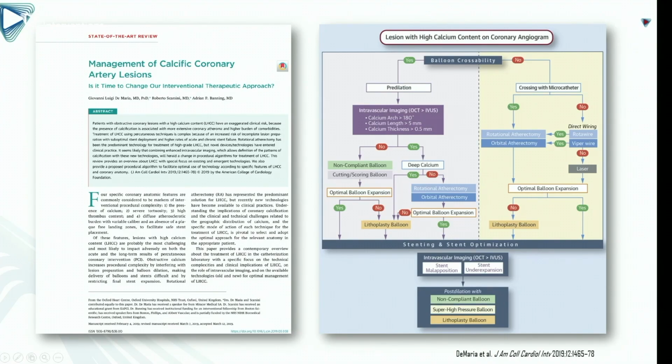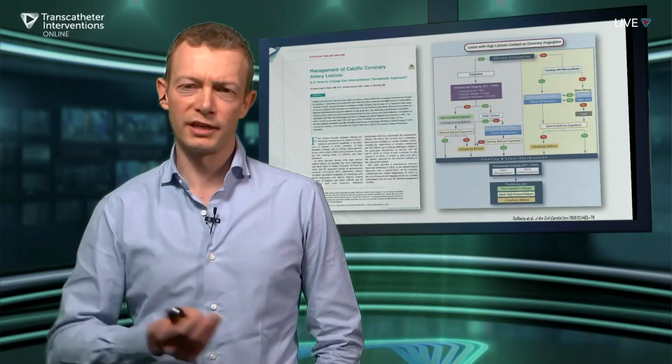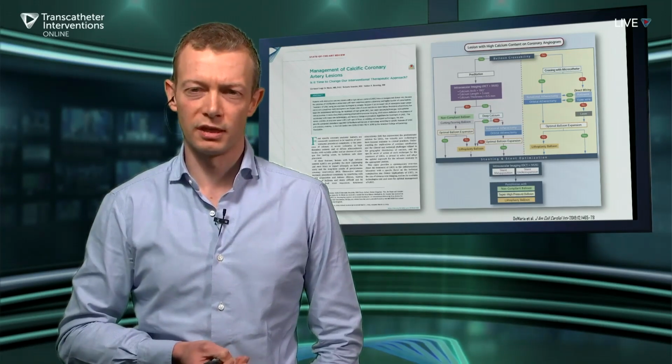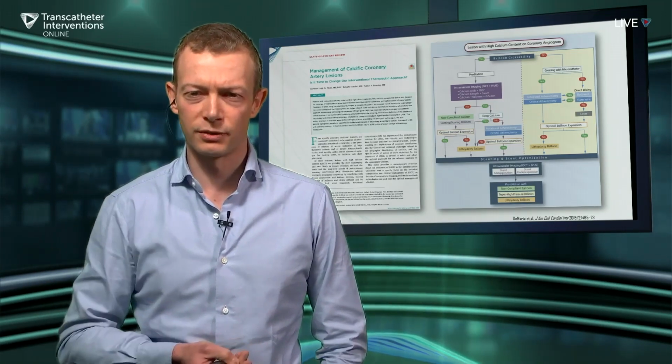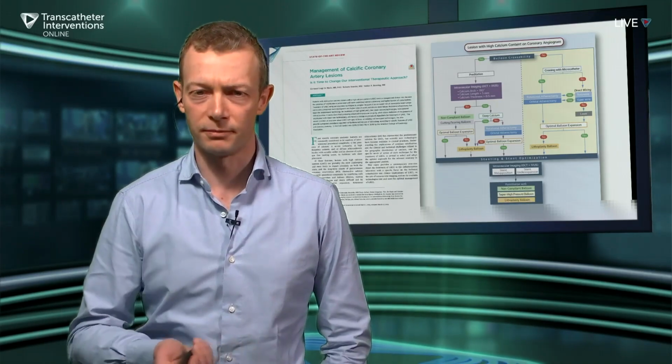So if you would look for an algorithm, I would like to point you to this very nice state-of-the-art review by the group of Adrian Benning, last year published in JACC Intervention, proposing a very nice flow chart, and again, the same 3 criteria for severeness of calcium, so being the arc, the length, and the thickness. And based on that, the algorithm would point you to either balloon dilatation or more aggressive pre-dilatation, or lesion preparation with orbital or rotational atherectomy, or lithoplasty, as will also be demonstrated later in this session.